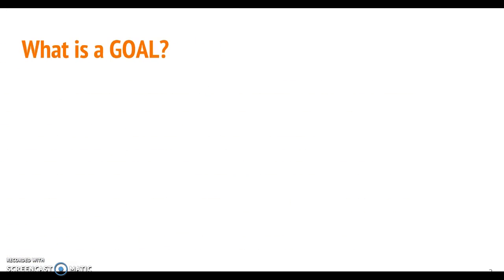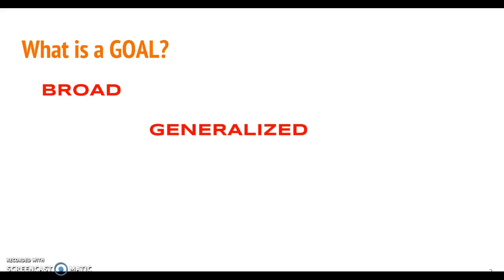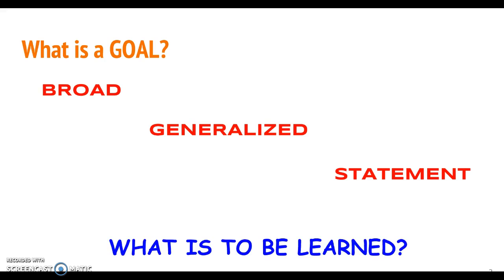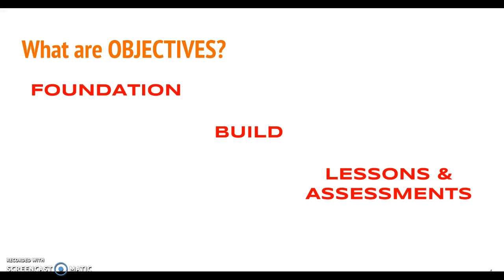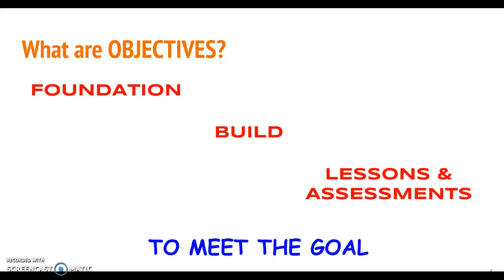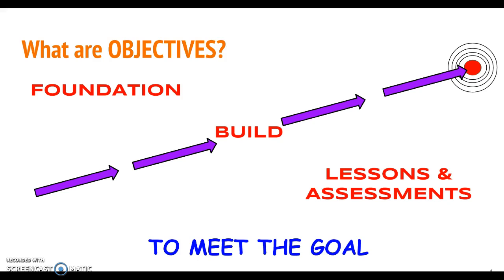So what is an instructional goal? Goals are broad, generalized statements about what is to be learned. Think of them as a target to be reached or to be hit. What is an objective? Objectives are the foundation upon which you can build lessons and assessments that you can prove meet your overall course or lesson goals. Think of objectives as tools you use to make sure you reach your goals. They are the arrows you shoot towards the target or goal.